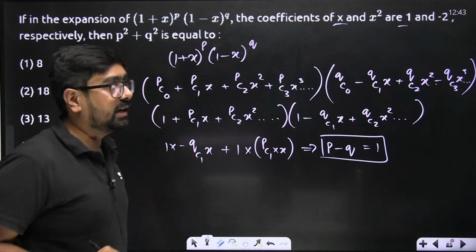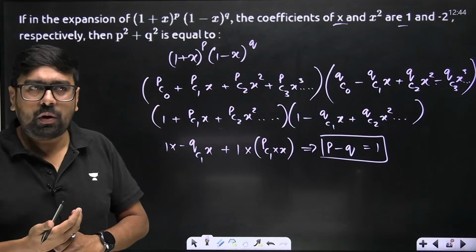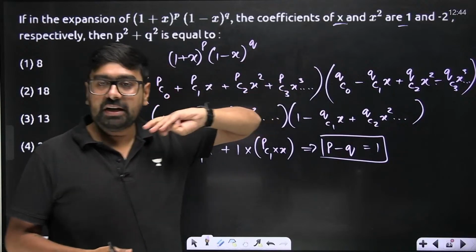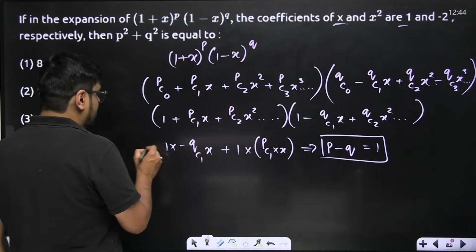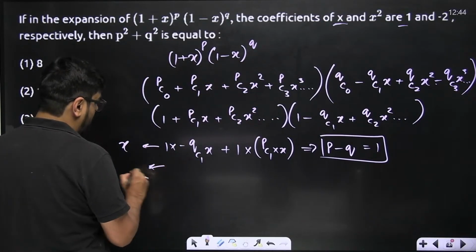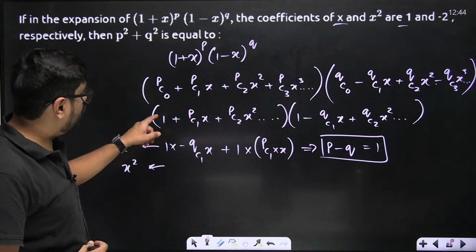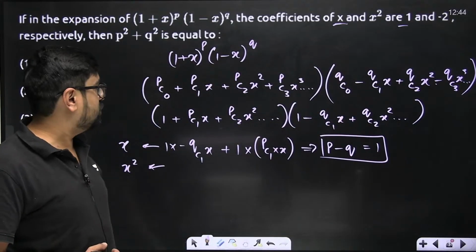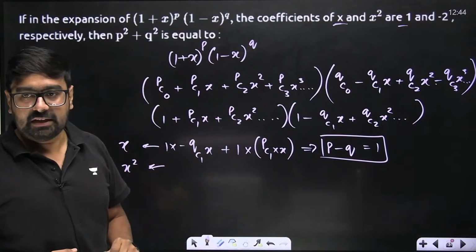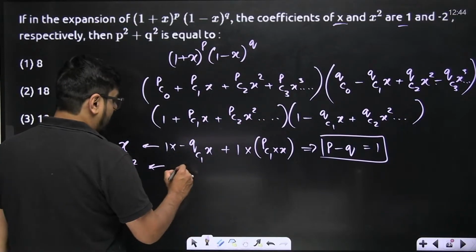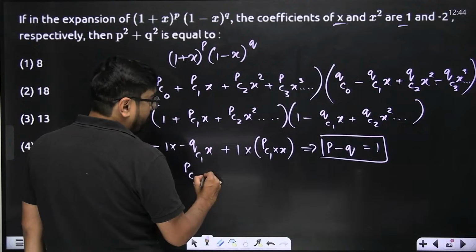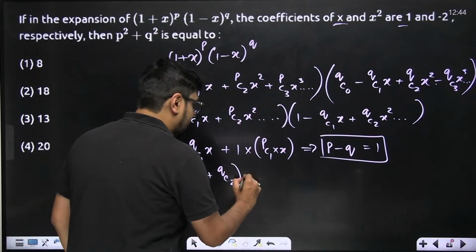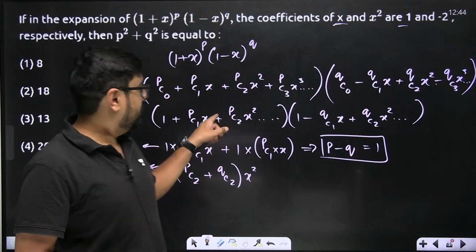One equation generated. P square plus Q square we want to tell, so we'll need PQ also. We'll have to compare the x square coefficient also. Now x square, this was for x. Now let's go for x square. When will x square be generated? 1 multiplied with QC2 will give you x square, and this one multiplied with PC2 will give you x square. So we can say PC2 plus QC2 multiplied with x square. Directly we can write like this, no?